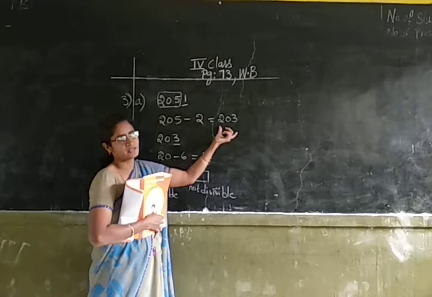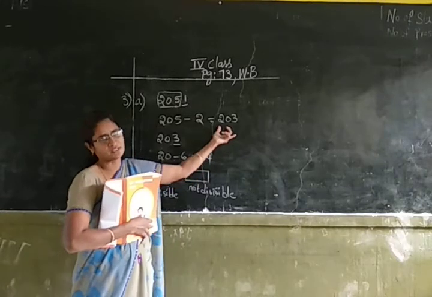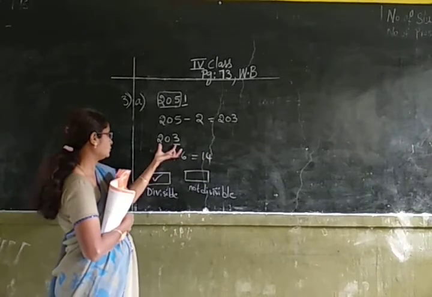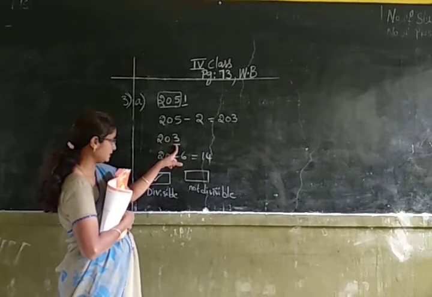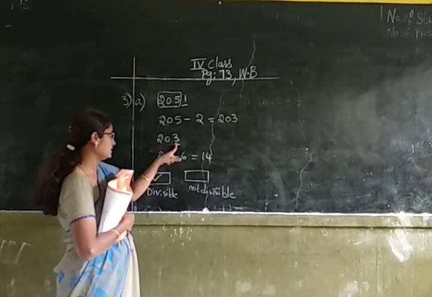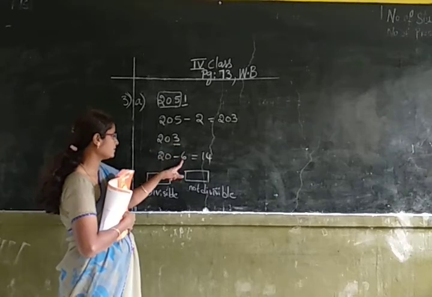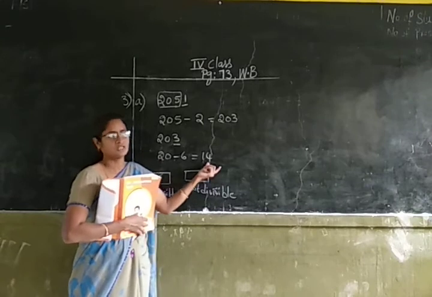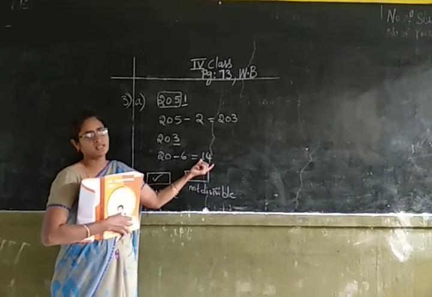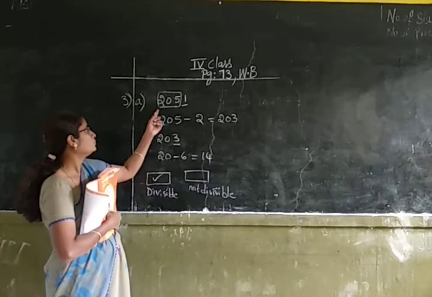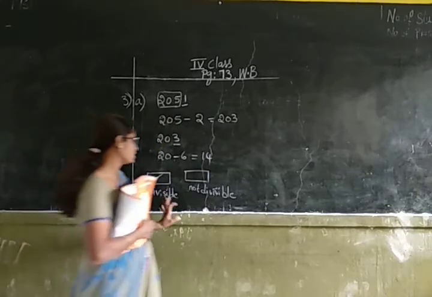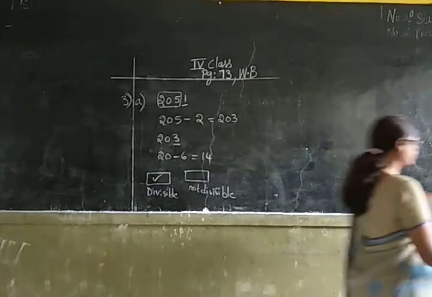It became 203. Yet I cannot find out whether it is divisible by 7 or not. So I am repeating the process. So 203. I have doubled the last digit. The last digit is 3. When we double it, it will become 6. So 20 minus 6 is equal to 14. So 14 is divisible by 7. So 2051 is divisible by 7. Okay children, it is divisible.